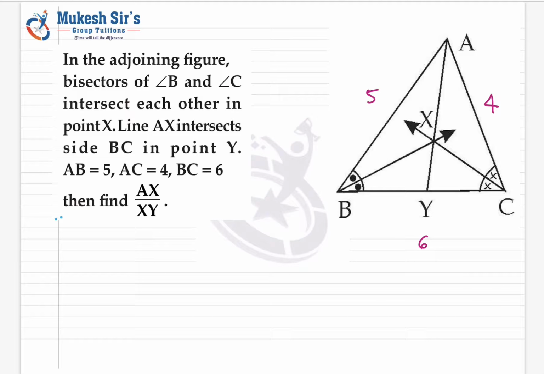So here we use the property of angle bisector in two triangles. First we take triangle ABY. Look at this triangle ABY. In this, this is the bisector, fine. So use the property of angle bisector in triangle ABY. Let's consider triangle ABY. Start the solution here.